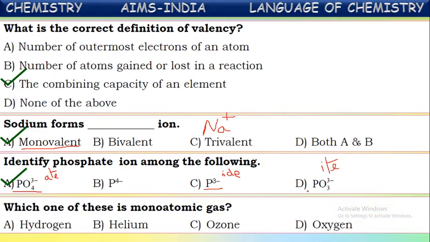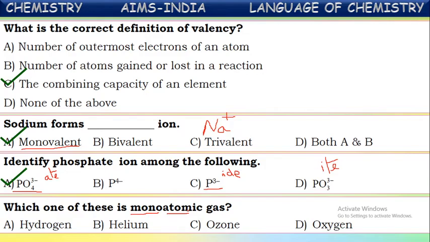Next one, which one of these is a monoatomic gas? What is the meaning here? Monoatomic. Mono represents one. Atom means atom, single atom. Monoatomic means single atomic gas. The gas which has only one atom in its molecule is called a monoatomic gas.